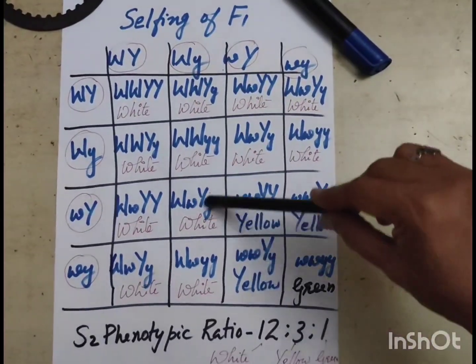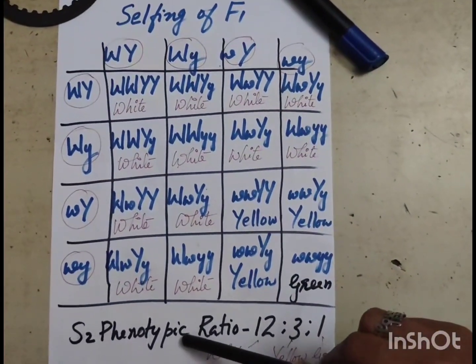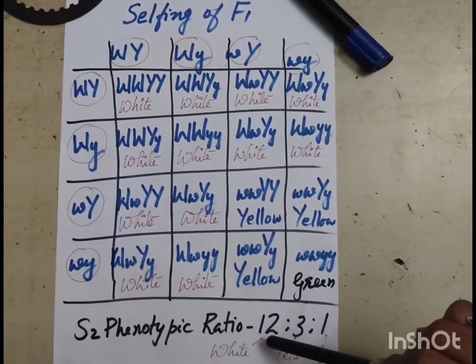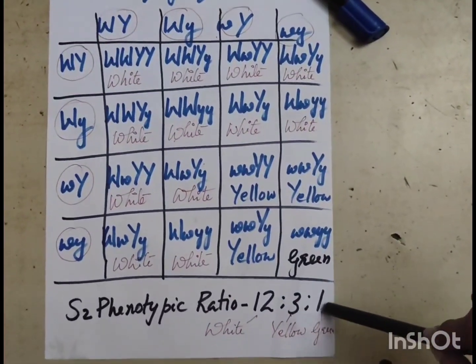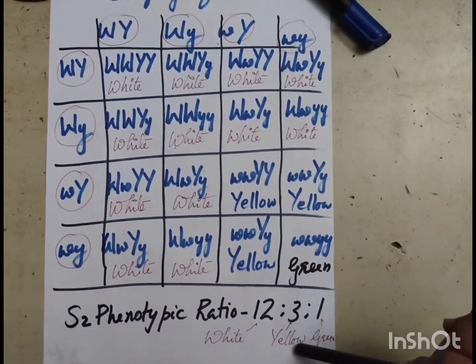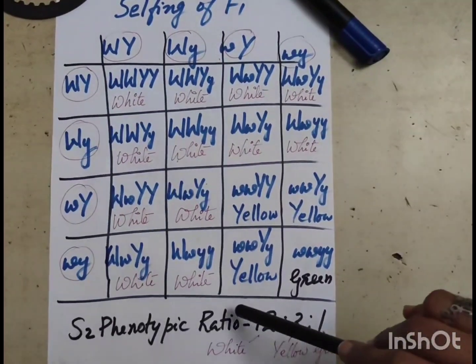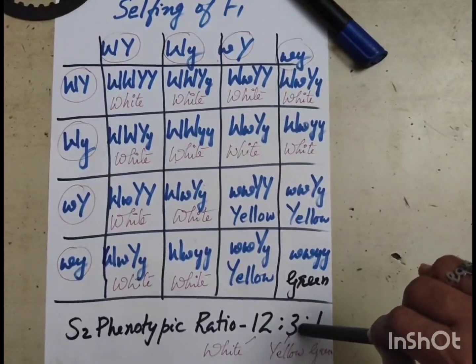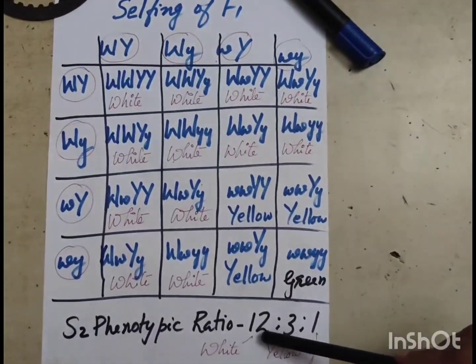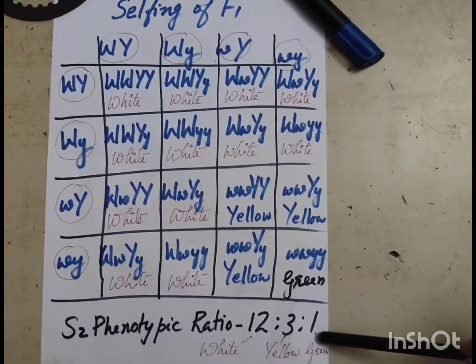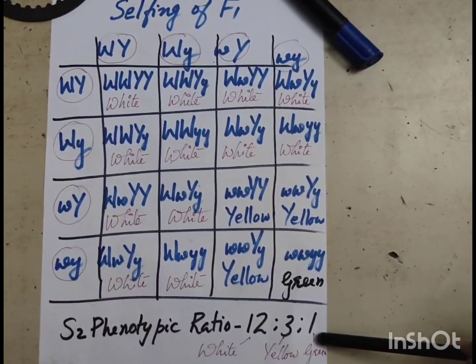So when we count the number of organisms, the F2 phenotypic ratio becomes 12:3:1. That is 12 white, 3 yellow and 1 green. So the F2 phenotypic ratio of dominant epistasis is 12:3:1.